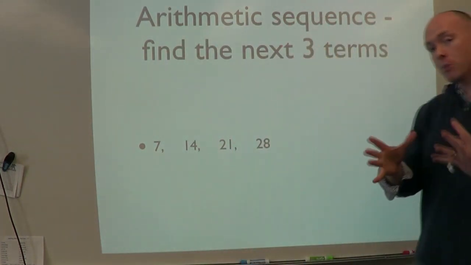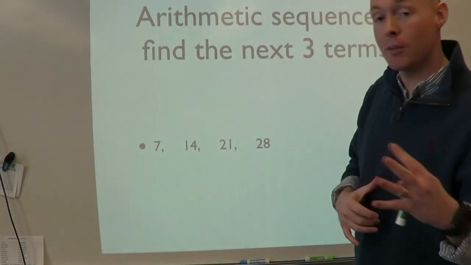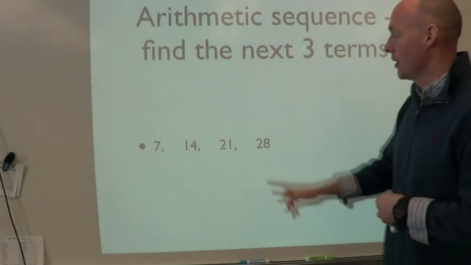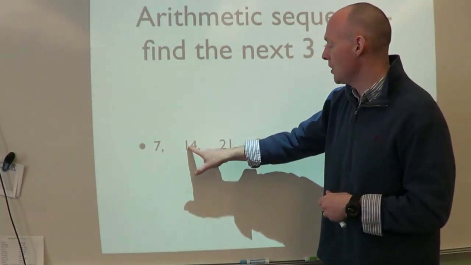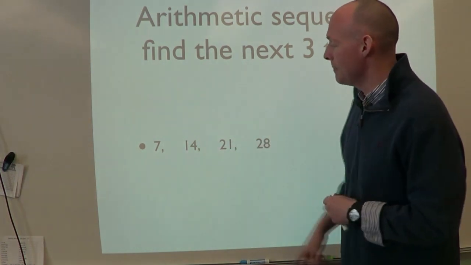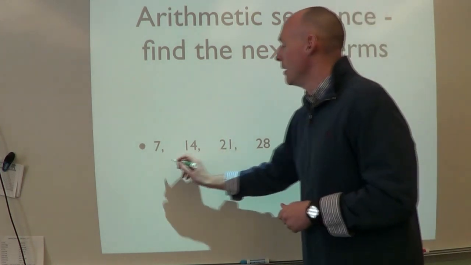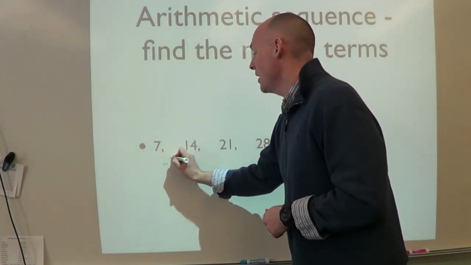Okay, here I have an arithmetic sequence. First, what we have to do is check, is it an arithmetic sequence? And then we have to find the next 3 terms. So let's look. 7, 14, 21, 28. Well, how do I get from 7 to 14? I add 7.